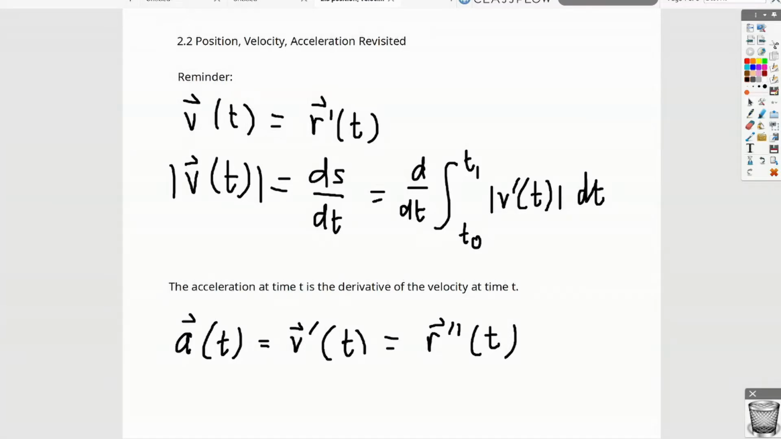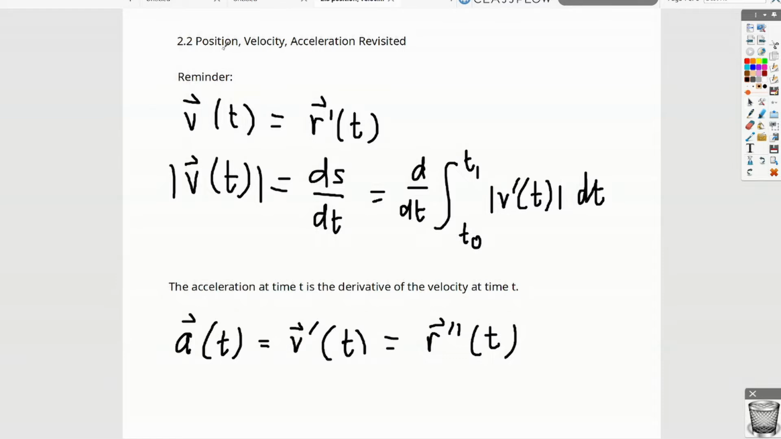Welcome to 2.2, position, velocity, and acceleration. Now this is a kind of a change from the book. The book would be 2.3, but I'm not going to follow the book because I think the book does it the wrong way. So I'm going to do it my own way, which is position, velocity, and acceleration first, then the other stuff, arc length and stuff, in the next chapter.